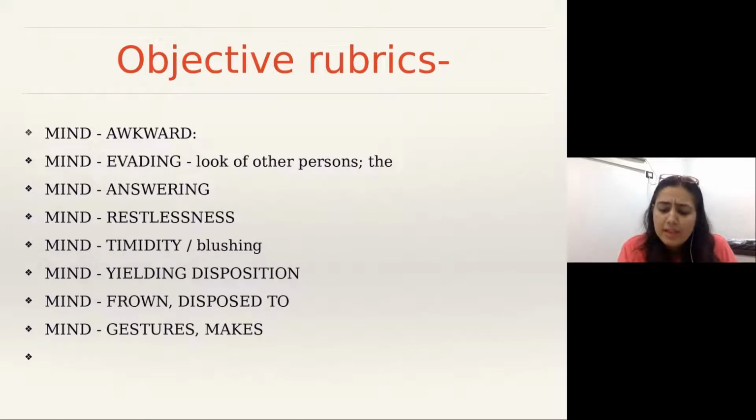Now, some remedies are awkward when they are bashful. When they are shy, there are so many children in my clinic, and I just try to confirm some rubrics. I just appreciate the children: oh, you're so beautiful, how do you look so beautiful, you look like this actress. And they become so blushy, and then they start getting awkward. So the remedies which come under awkwardness, specifically when they are blushful, we have Baryta carb, Carbo vegetabilis, Natrum muriaticum, Sulphur and Calcarea carb.